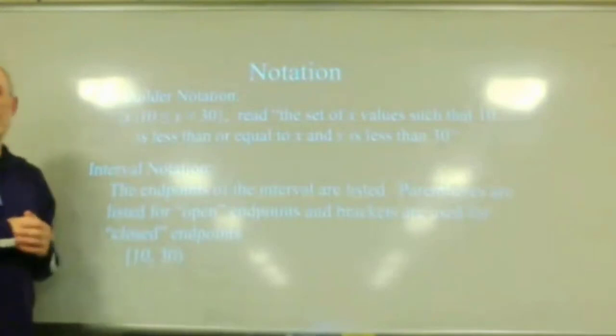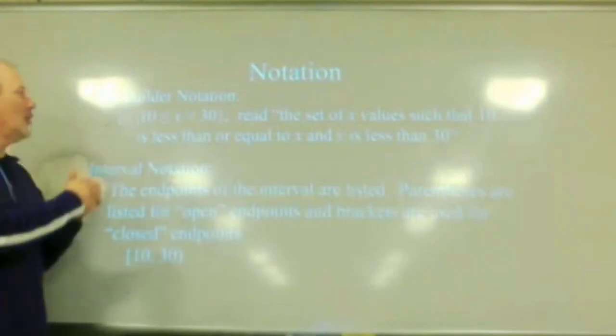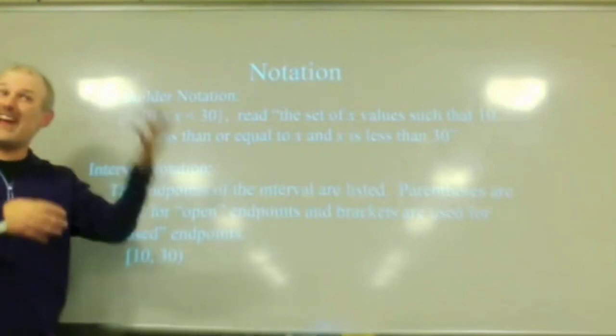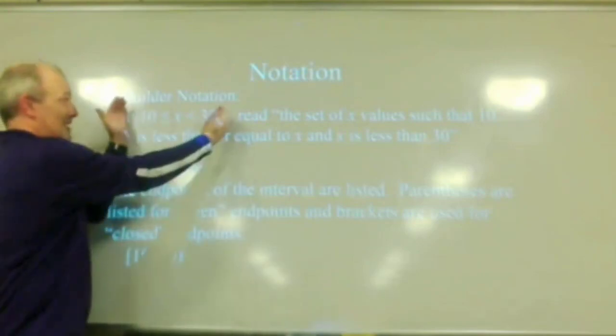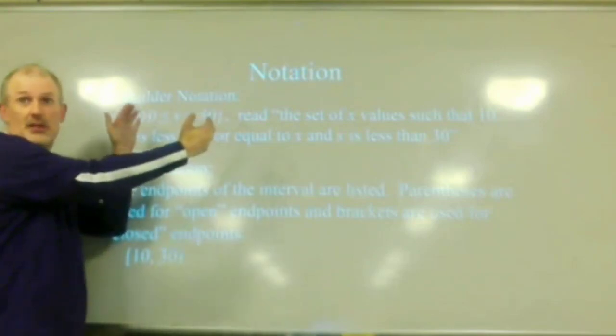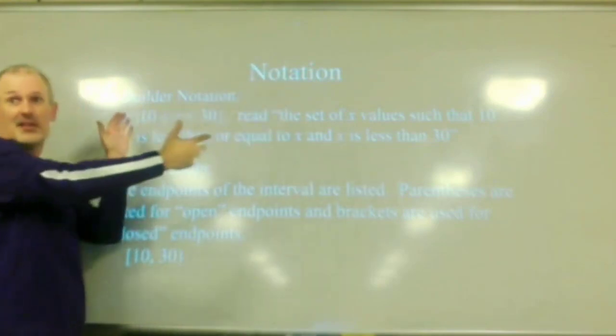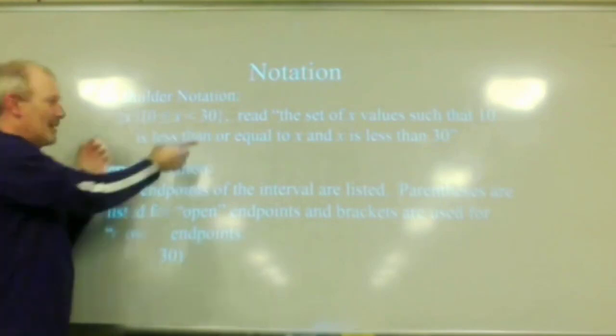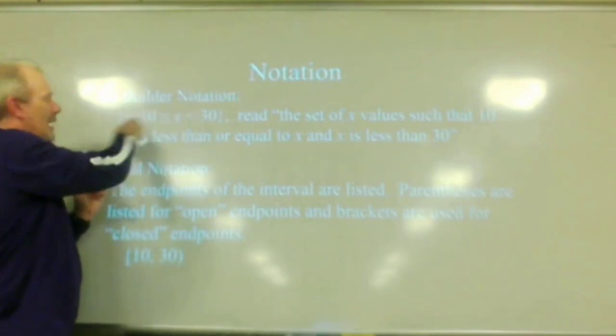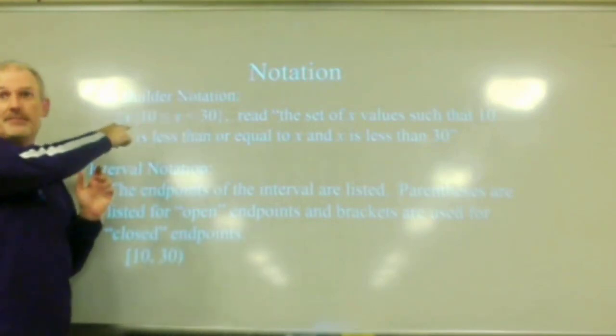Okay, so numbers like 22 would be in the group, or 10 would be in the group, or 29 would be in the group because it fits into this condition. Now if you're checking 60, 60's out here, bigger than 30, that's not in the group. So this part is just telling you what x values we are actually talking about.